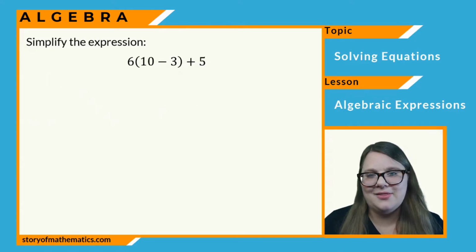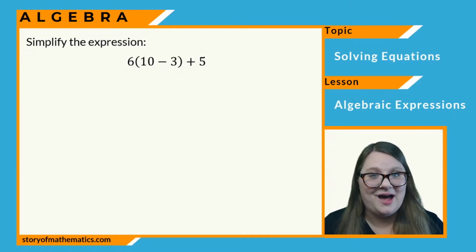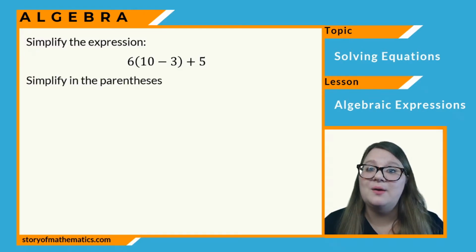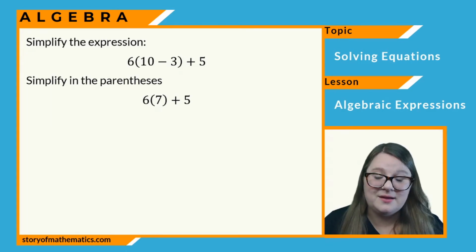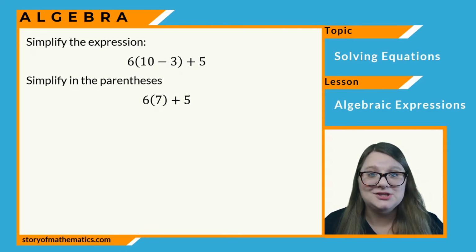Now, let's look at another example. In this one, I have 6(10 − 3) + 5. Notice that since we have parentheses, we'll start there and simplify what's inside of them. 10 minus 3 is 7. Now, when you have parentheses and there isn't an operation directly outside of them, that implies multiplication.